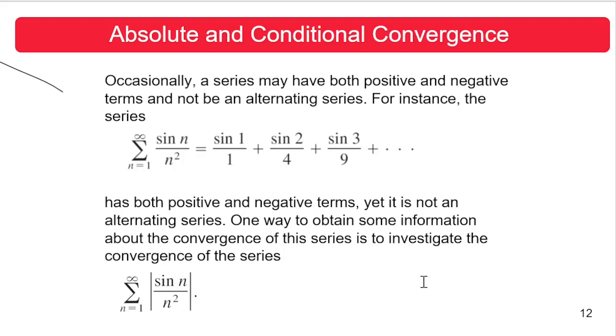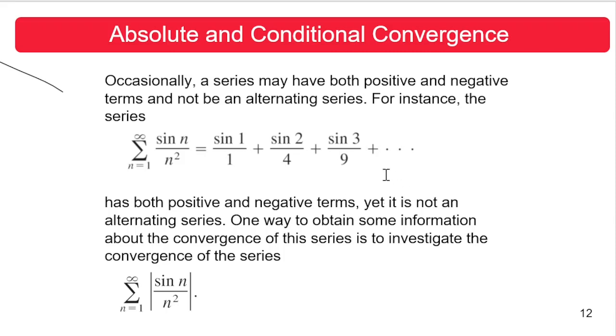Do you know that there are series that contain both positive and negative terms and are not alternating series? For instance, if you're given the summation of sine n over n squared, where n is from 1 to positive infinity, if n is 1, you have sine 1 over 1. If n is 2, you have sine 2 over 2 squared or 4. If n is 3, then you have sine 3 over 3 squared or 9, plus and so on and so forth. So the terms of this series contain both positive and negative terms, but this is not an alternating series because some of the terms are positive and some are negative, but not alternating.